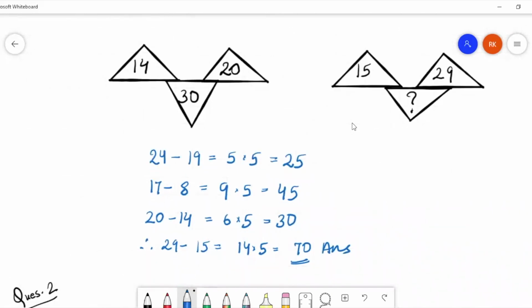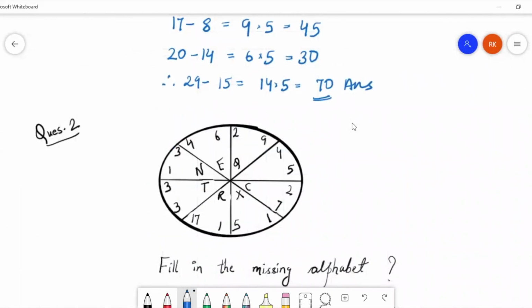Okay, let's move to the next one. So here, inside a circle, numbers as well as alphabets both are written. And you have to find the missing alphabet at this place. You can see here there is no alphabet written. You have to find that. I've already told you how to think about these types of questions. I'm waiting for your answers.